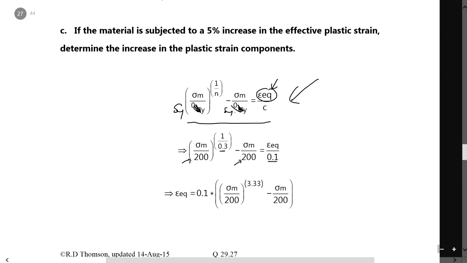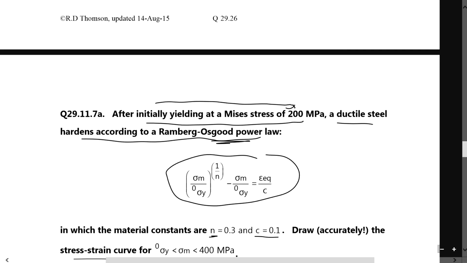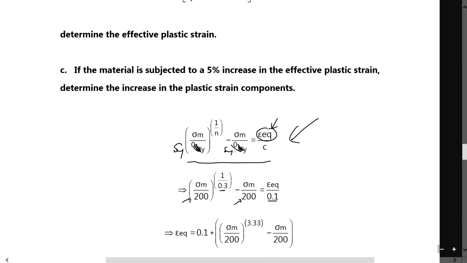So be very careful. It talks about Mises stress, Von-Mises, but however it's initially yielding. Initially yielding means that you're talking about the yield strength, which is 200 MPa. So be very careful of the language they use. It's trying to trick you.